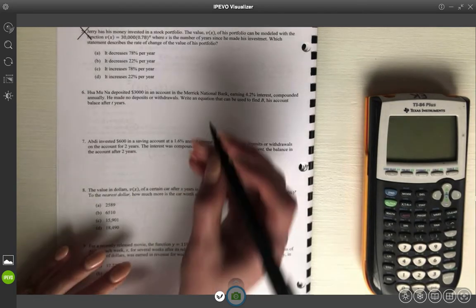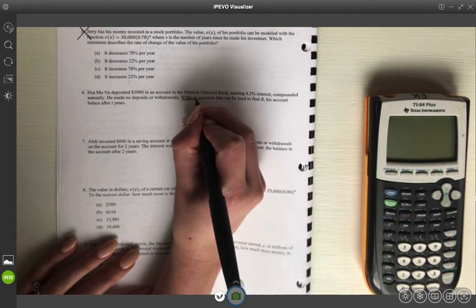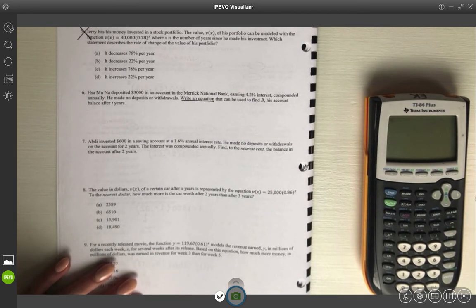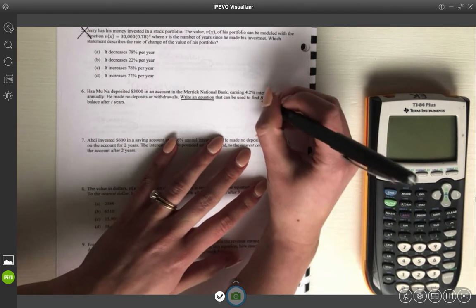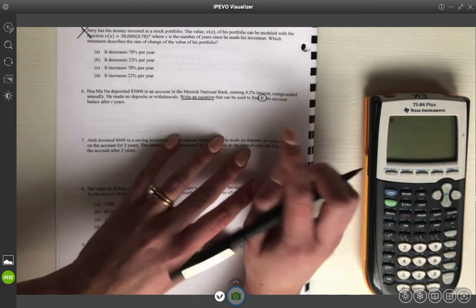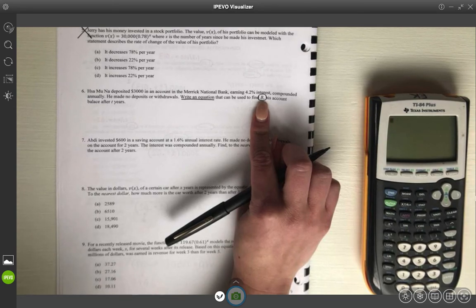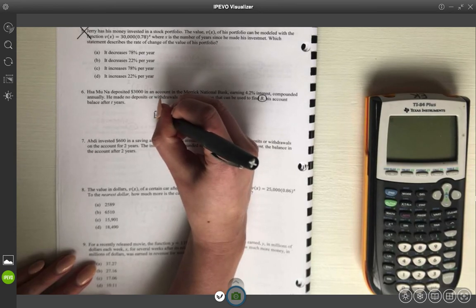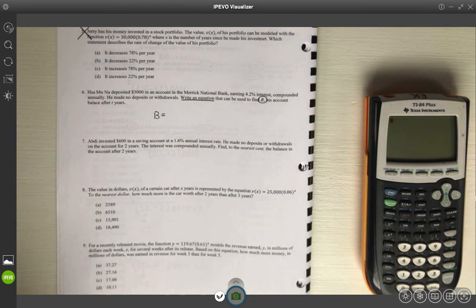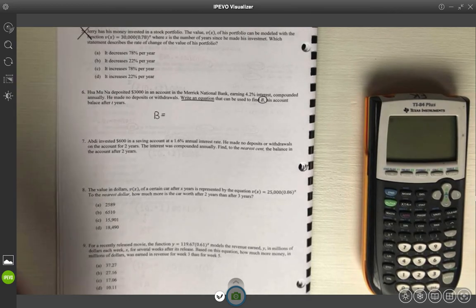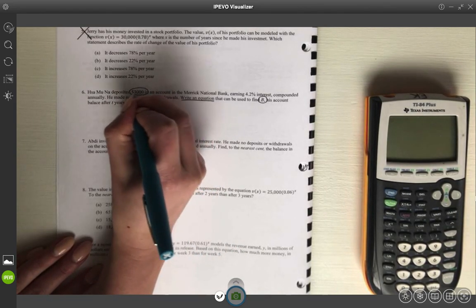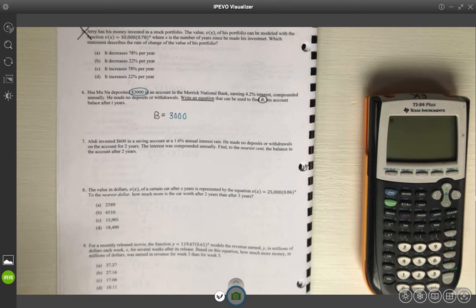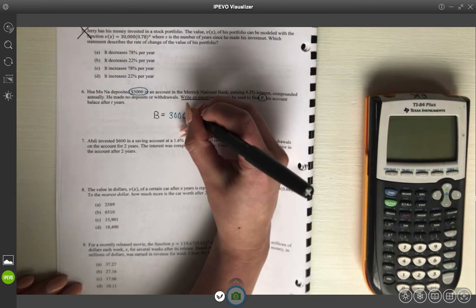So here's something I hope you heard. It said write an equation. It's not asking for a dollar amount. It wants us to just write the equation. The other thing it told us is to use the letter B to represent the total balance. So our equation is going to start with B equals, and then we're going to fill in all our pieces, starting with the $3,000. That goes out in front, parenthesis 1.